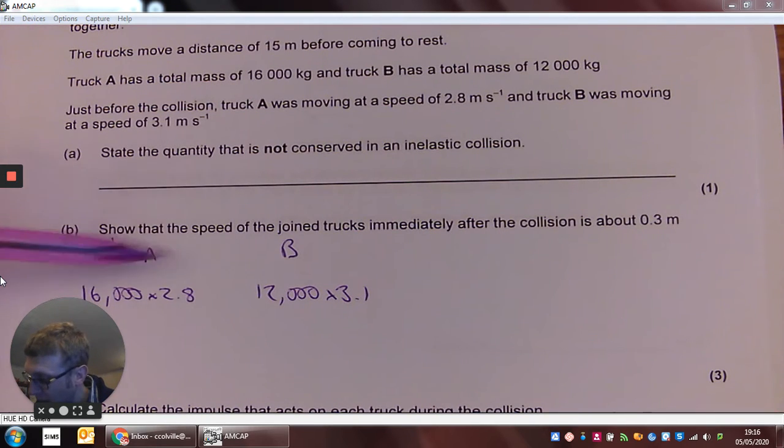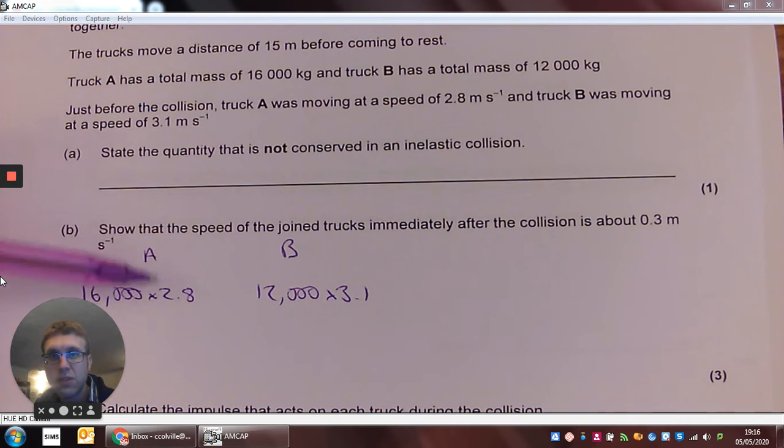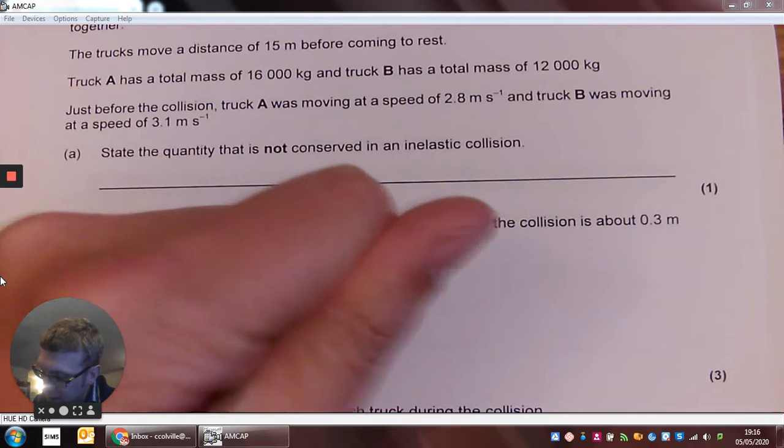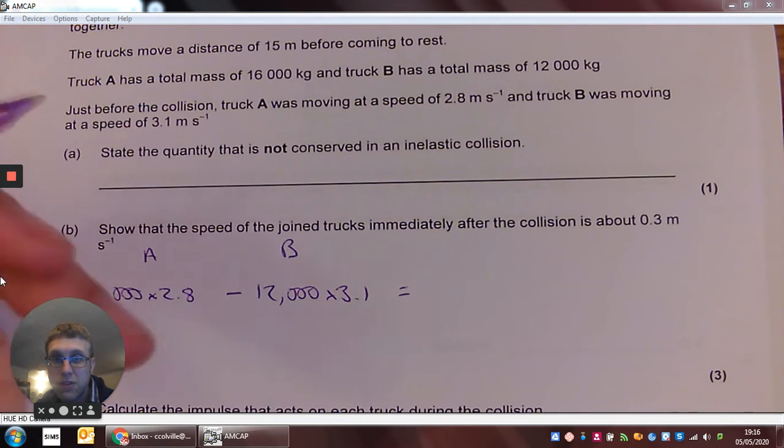Now, these are our speeds, but we've got to use velocity here. These things are vector quantities, and they're going in opposite directions. So I could pick left or right as positive, but let's go for convention. They're going towards the right is positive. That means that truck A is going in a positive direction, and truck B is going in a negative direction. That's going to be equal to the overall momentum afterwards when these two things are joined together.